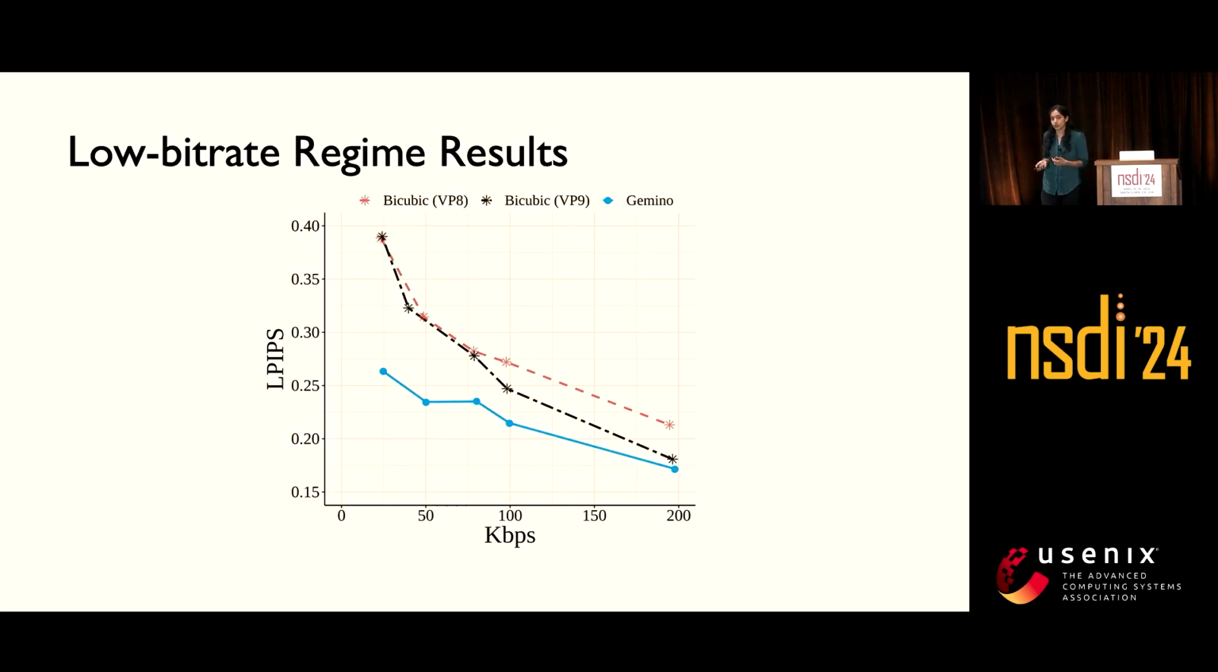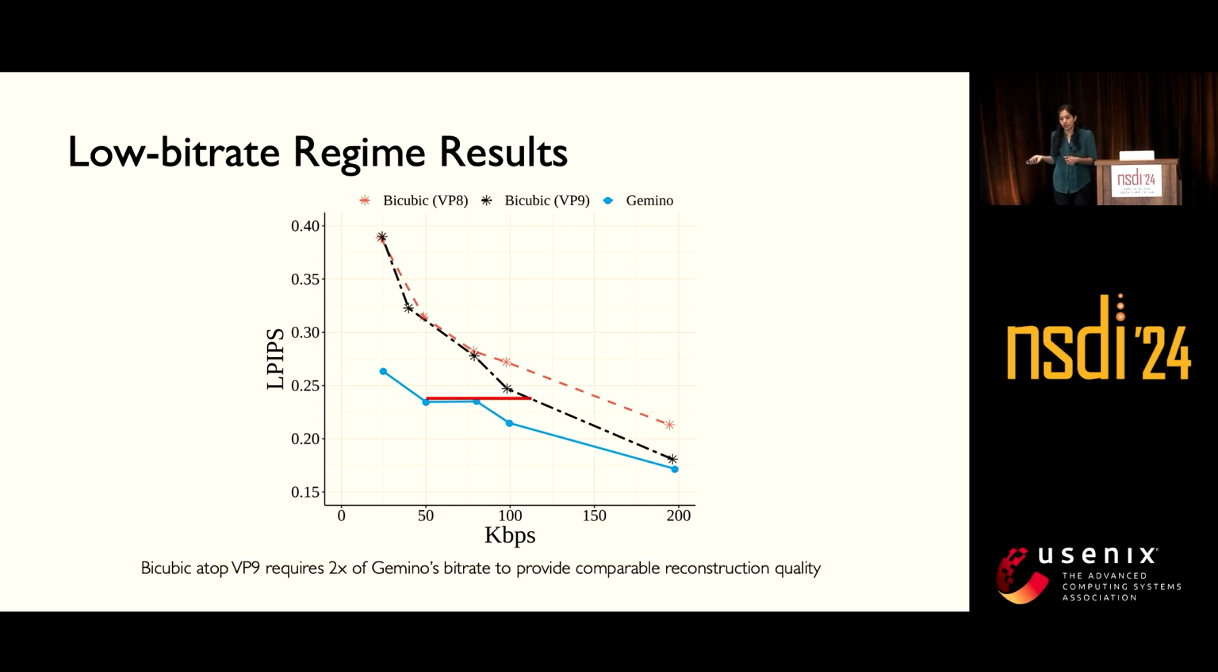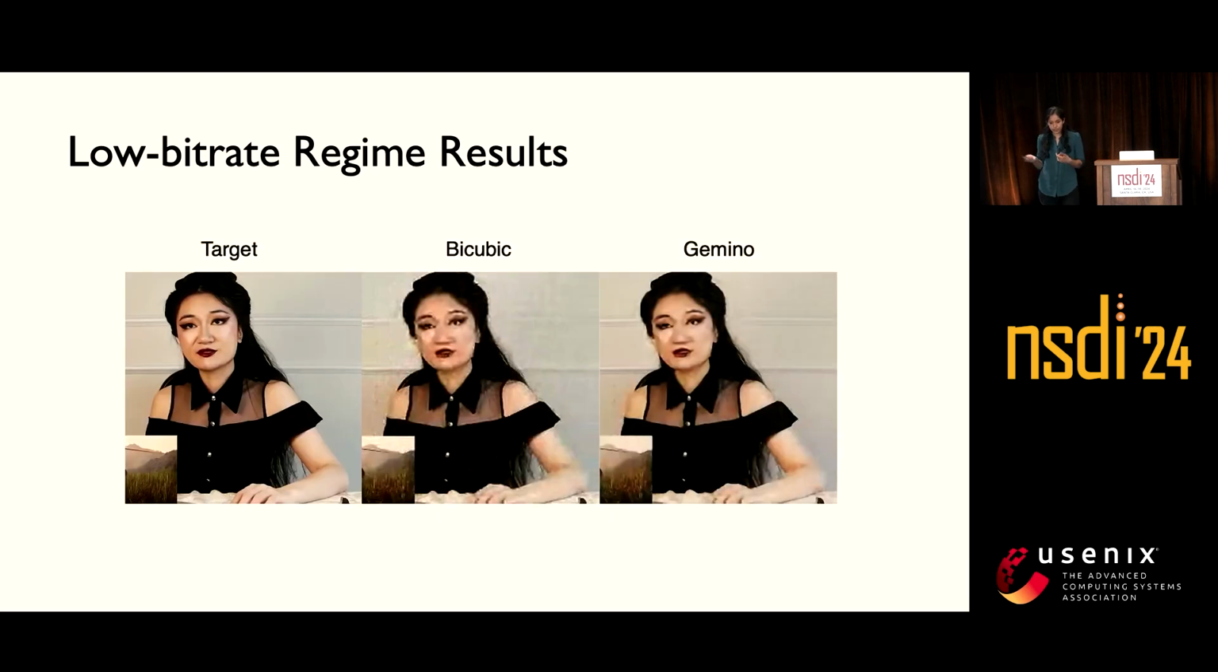By focusing on the sub 200 kilobits per second regime, here VP8 and VP9 don't really function. But to get a comparative set of data points, here we use the same downsampled low-resolution video compressed and provided to Gemino, but we upsample it using bicubic instead of Gemino. And here, once again, we see bicubic atop VP9 requires 2x of Gemino's bitrate to provide comparable reconstruction quality. To give you a quick visual sense, at 45 kilobits per second, bicubic's reconstruction has a number of artifacts on the face relative to the target, while Gemino has a much smoother reconstruction.